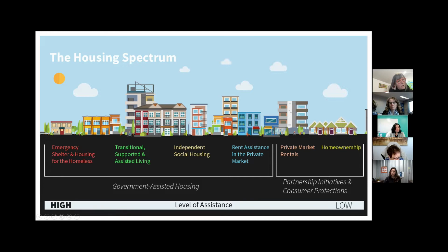Now on the right-hand side of the ladder, or the top of the ladder, is private market rentals and home ownership. While development is largely the purview of the private sector, municipal government does have a role to play in signaling to the sector what the needs are for the community. We do have a community housing strategy, and we do recognize that market rental and what I would call entry-level home ownership are very important for us.